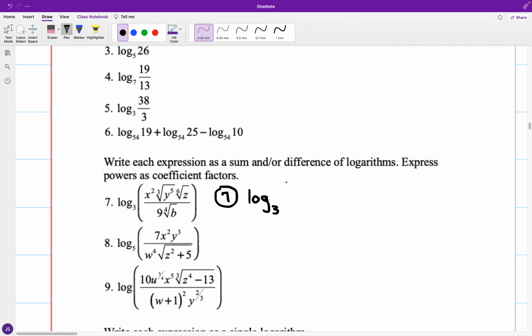So if I just go ahead and rewrite, we have in the ratio x squared, and for the cubic root of y to the 5th, that's going to be y to the 5/3. For the 6th root of z, that's going to be z to the 1/6. And in the denominator, we've got 9 and the 4th root of b, that is going to be b raised to the 1/4.